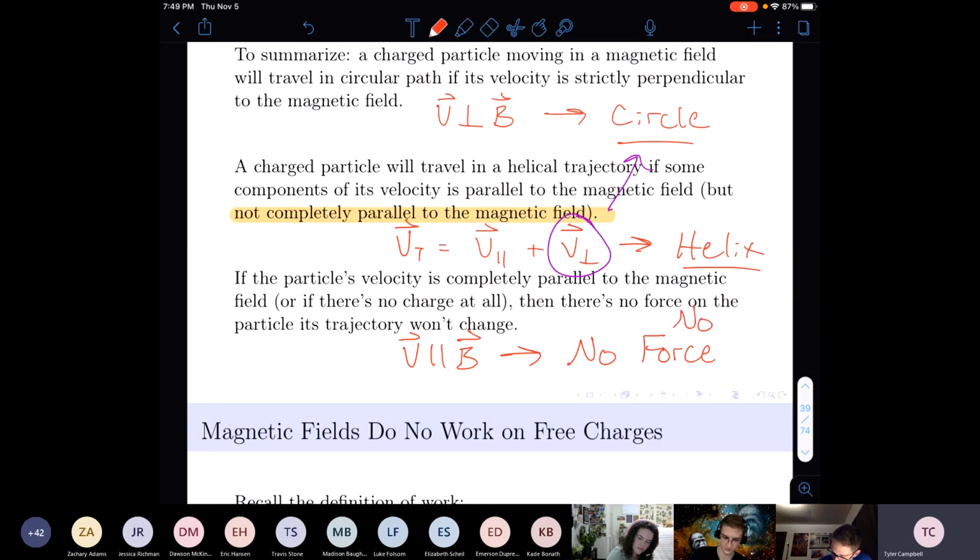So no force, and I'll write up here no. Well, sorry, no new path, I should say. It says the particle's trajectory won't change. I should probably erase that just so nobody writes that down. Yeah, so your path will be unchanged is what I should have said. I apologize.